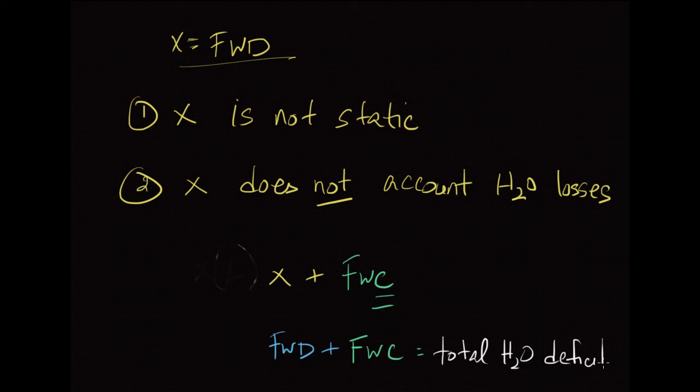Now this might be a little difficult calculation to do, but for this lesson, all you have to know is that x, which I showed you how to calculate, is pretty simple to get. It's not a static value, so it's going to change as time moves forward, and it doesn't account for what you're losing, so you're going to have to rely on the free water clearance to get that information. But that's it. That's how you get the free water deficit.